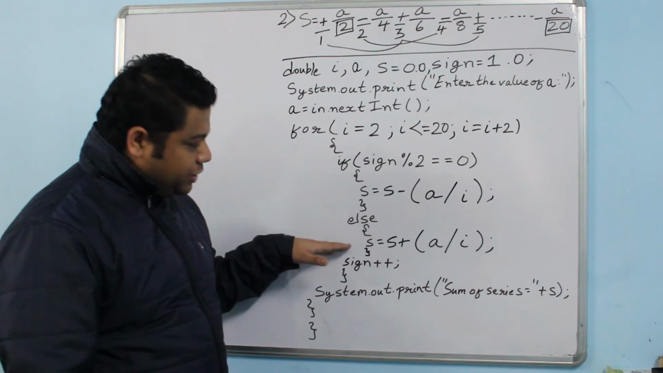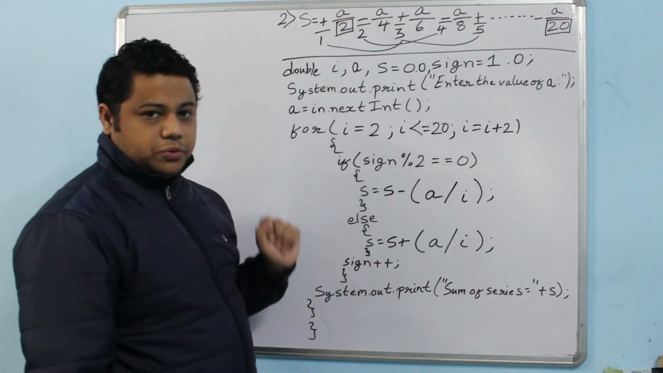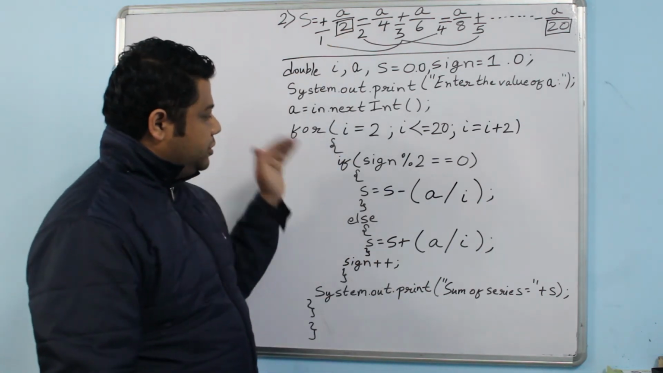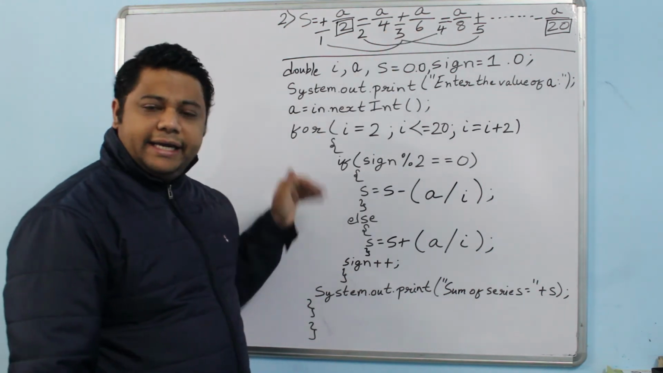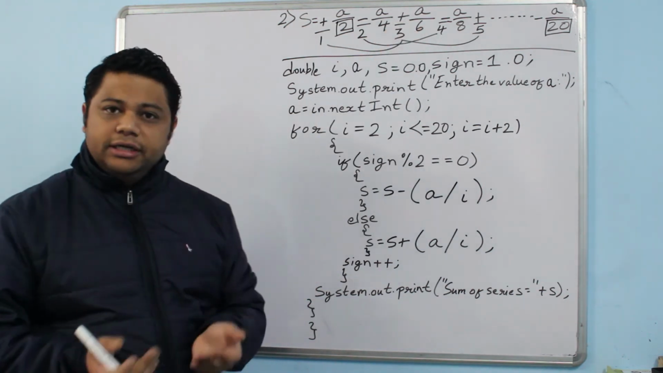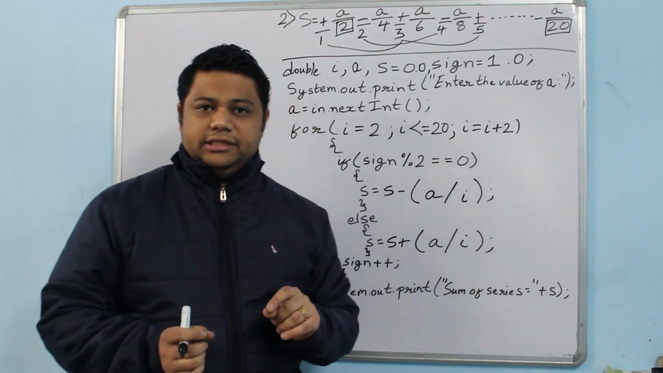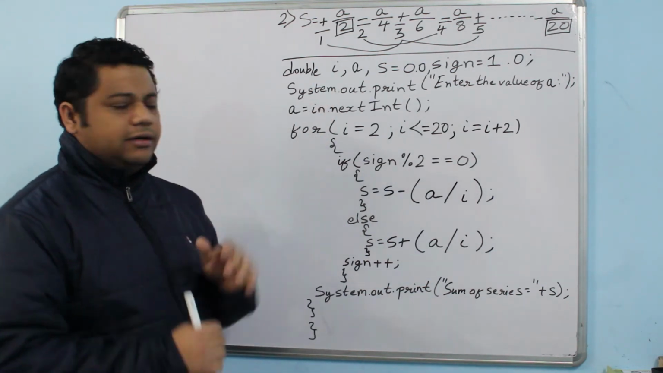So first it will go to the else statement, it will add plus a by 2. Then it will go to the if statement, it will subtract minus a by 4. Then again it will come over here, plus a by 6, minus a by 8 and so on. The sign keeps on changing. And after the loop is over, we display the sum of series. So this way we are supposed to use if-else statement wherever there is a sign.